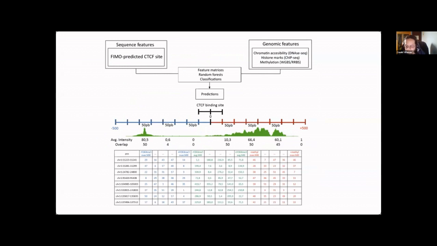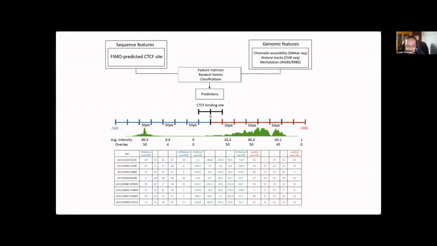Then we make windows of 500 base pairs upstream and downstream of the middle points of the predicted CTCF binding site, and then divide the windows into bins of 50 base pairs. Then we select different features including methylation, histone marks, and DNA accessibility, and we check if the feature overlaps with the bin. Each bin has two values.